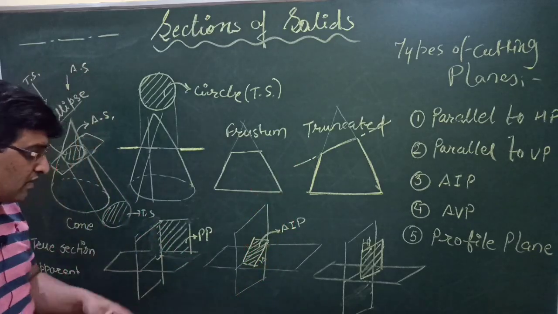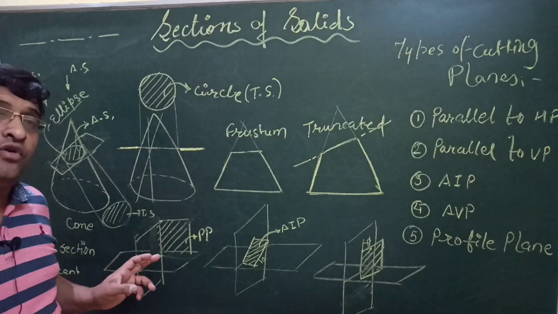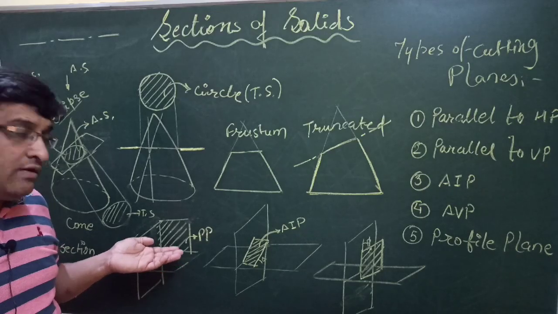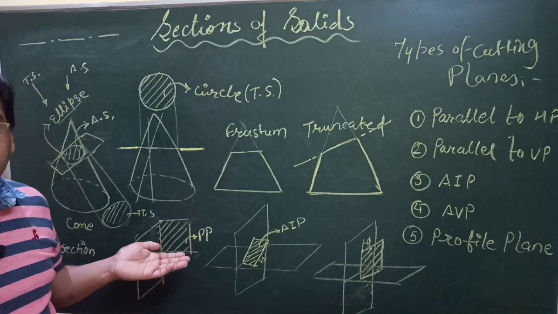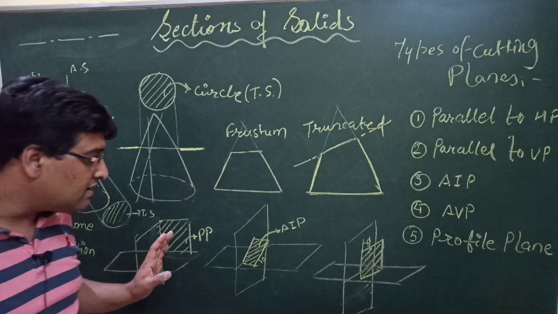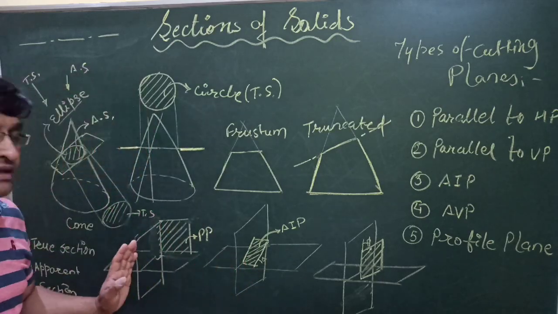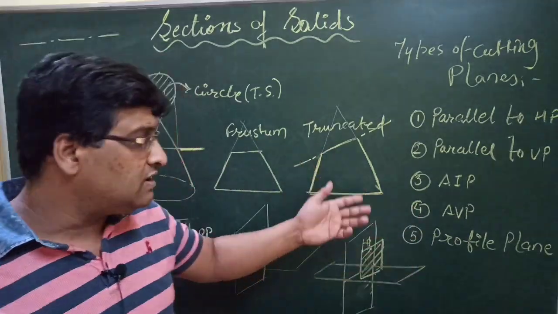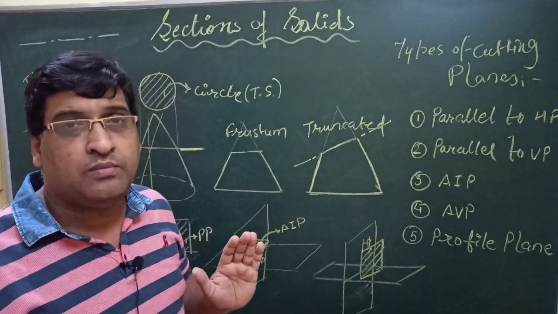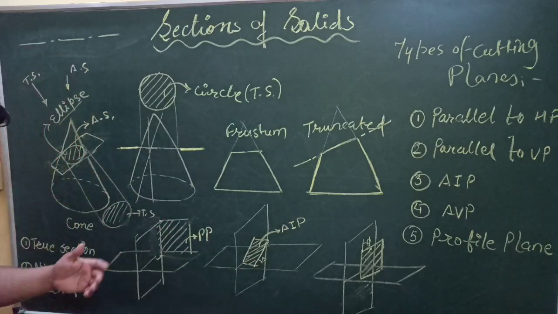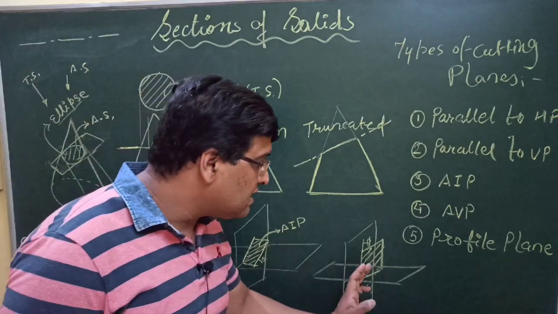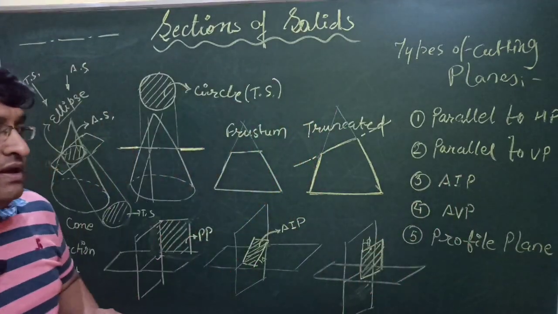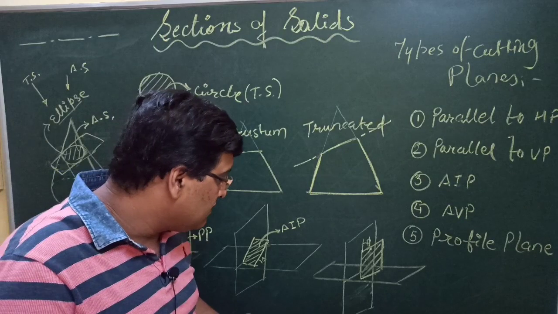These are the profile planes, on which we draw the side view in orthographic projections. The side view is drawn on profile planes only, right? So whenever it is required that the side view has to be drawn, then we consider the profile plane. And in many cases where the solids are being cut by perpendicular planes, we have to consider them. But the most important planes are these two, AIP and AVP, auxiliary inclined plane and auxiliary vertical plane.